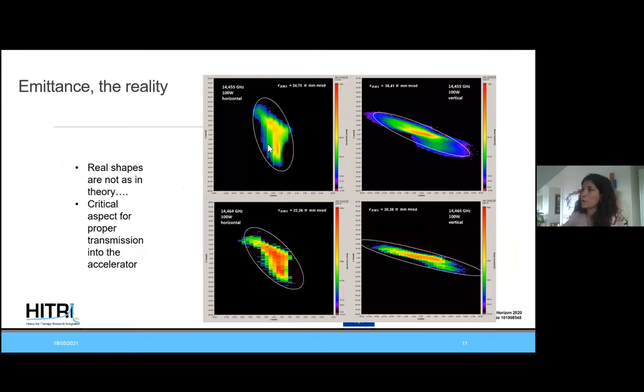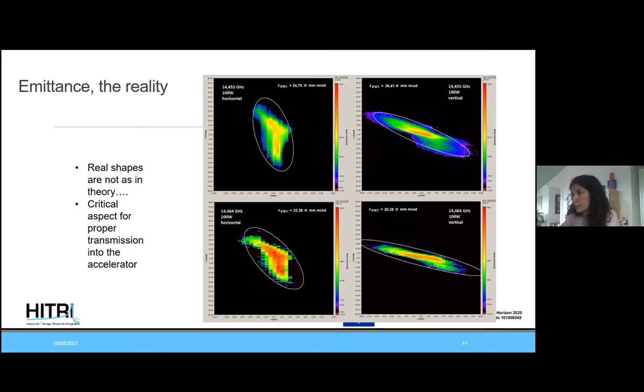This is, for example, the emittance that we measure from the ion source for carbon 4 plus. And of course, the more nasty this shape is, the more tricky it will be to get the beam through the RFQ. What will matter is how you tune your ion source in order to get the best transmission efficiency from the ion source to the next aperture on your accelerator. In our case, it's the RFQ, the radio frequency quadrupole, but it can also be another type of aperture.